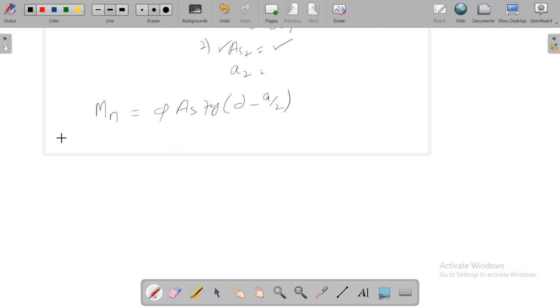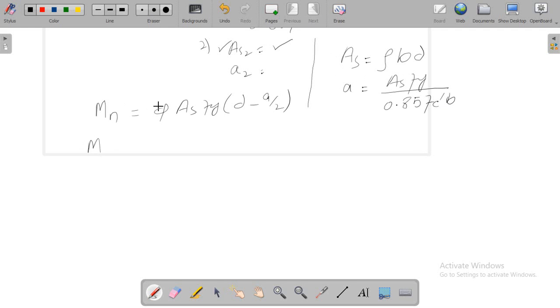Now we know that the area of steel is the steel ratio times b into d, that is As equals rho b d. And similarly we also know the value of a, that is a equals As fy divided by 0.85 fc' into b. So here we are plugging in this As value and a value. What do we get here?